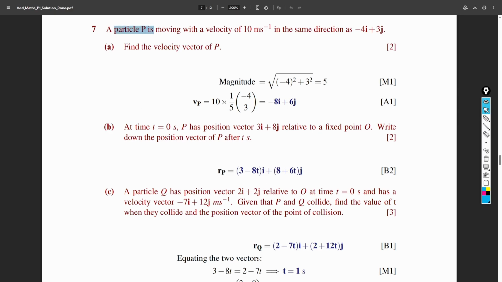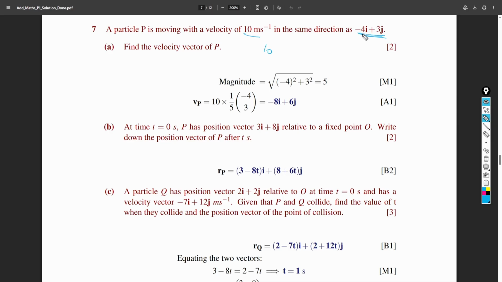So over here we have a particle P that is moving with velocity 10 meters per second in the same direction as this. So basically we have the magnitude of the velocity and the direction. So what do we do? We first find the magnitude of this. Since we know the magnitude is 10, we could simply multiply the direction and the velocity, right? But that wouldn't work because the direction also has its own magnitude, which is different. So if you multiply this, we'll get something that's higher than 10.